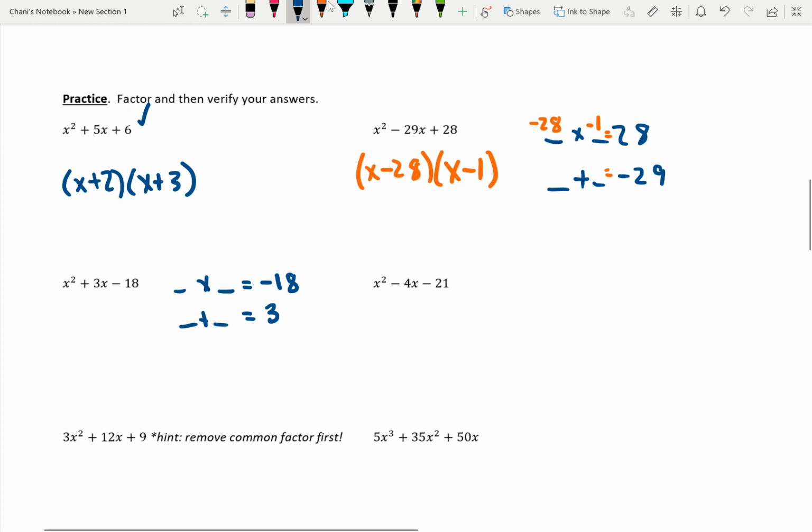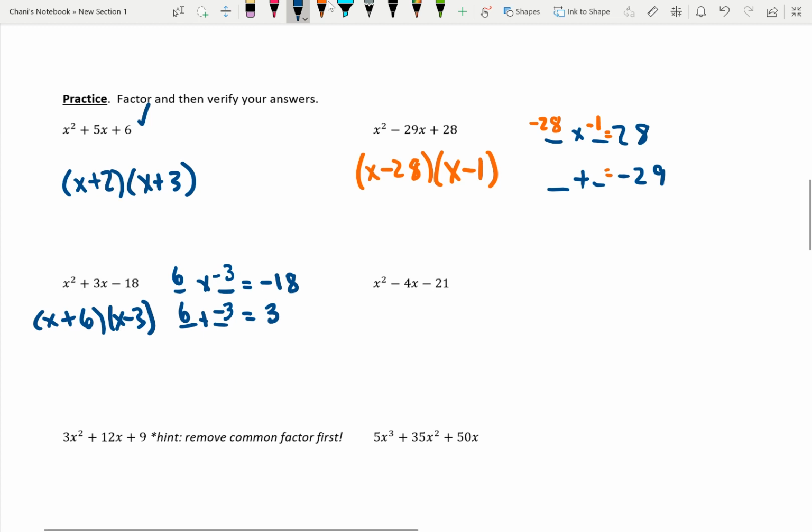So let's think about what multiplies to 18. So 1 and 18, that doesn't work. 2 and 9, that doesn't work. 3 and 6, yes, 6 and negative 3 works. 6 times negative 3 is negative 18, and 6 plus negative 3, so 6 minus 3, is 3. So you have x plus 6, x minus 3.